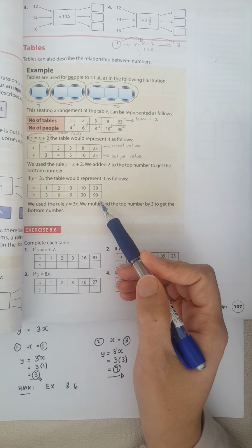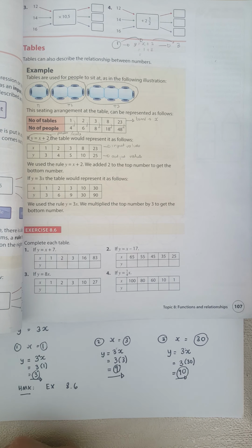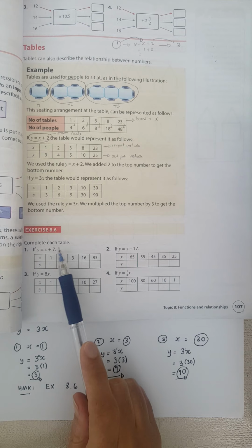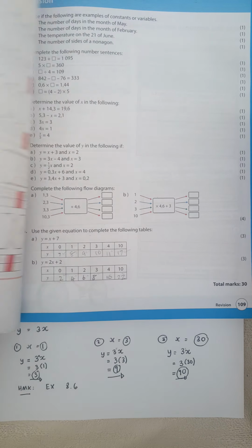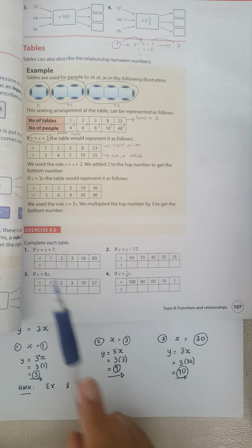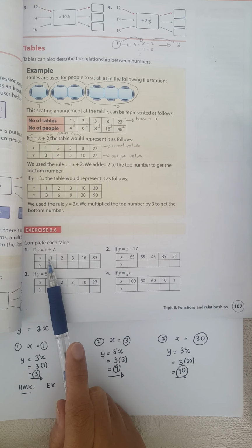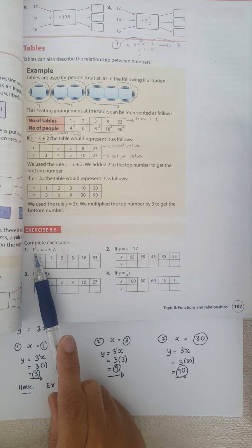So that's how I get my input and my output values, right? And then what you need to do today is complete exercise 8.6. There are 2 more questions on the other side there. So there are 6 questions. Here you have a formula. There are your x values, and then you must calculate your y.